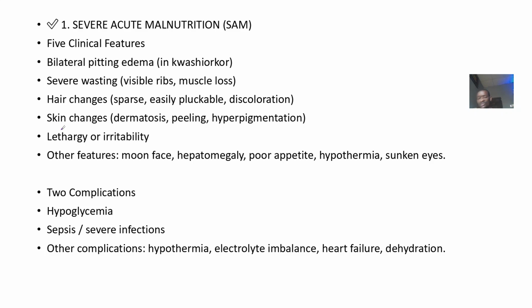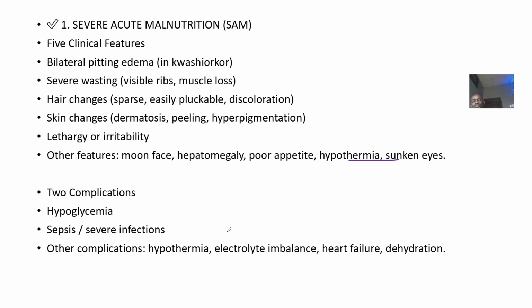There's a moon face, the spleen is large. The liver is large, that's hepatomegaly, right? Then poor appetite, hypothermia and sunken eyes. So for 2 complications, it could lead to hypoglycemia, and it could lead to the child having a very weak immune system.